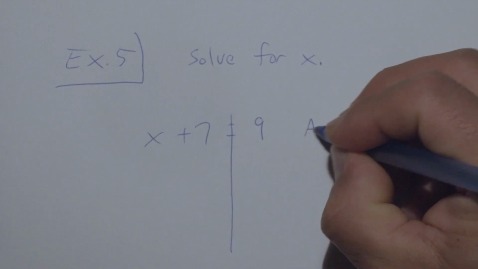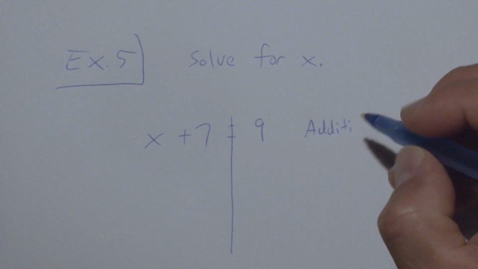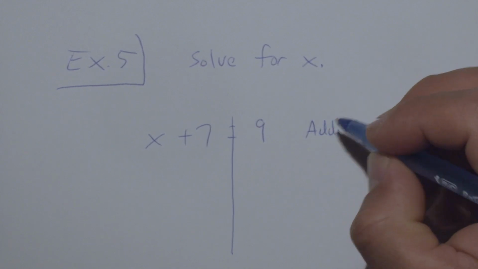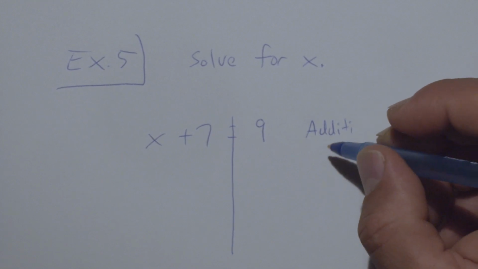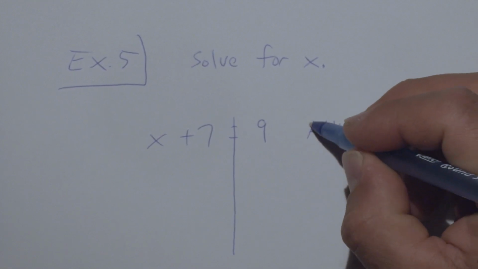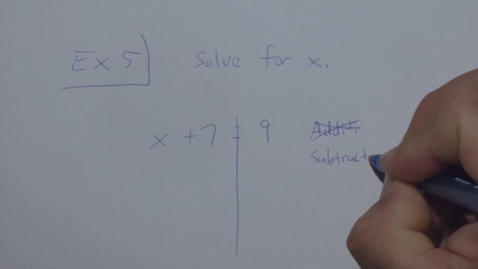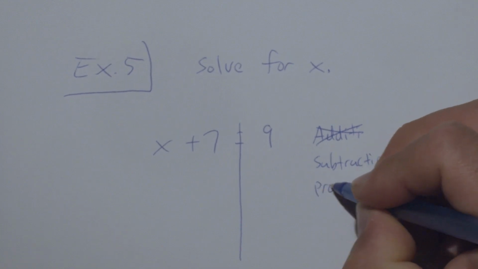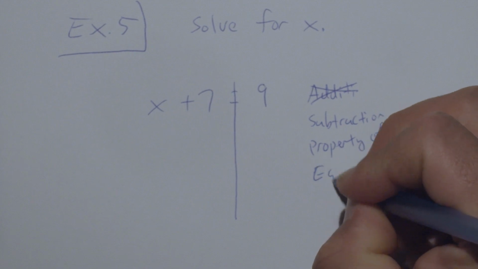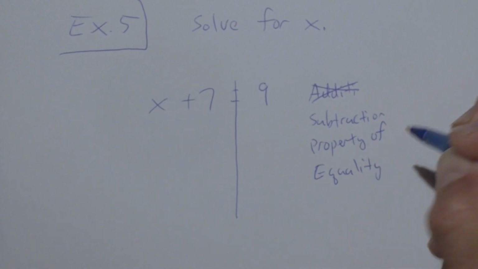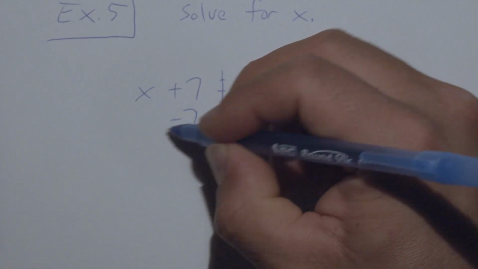Now, how are we going to do that? We're going to use what's called the addition property of equality. Well, actually, my bad. It could be the addition property of equality, but really we're going to add a negative, which is by definition what subtracting is. So I'm going to call it the subtraction property of equality. We're going to make this turn into 0 by subtracting 7.